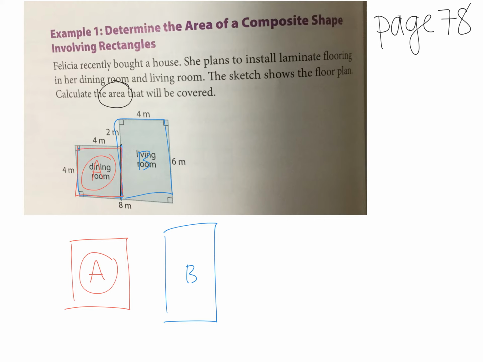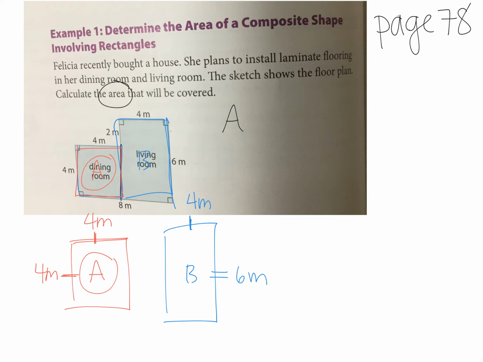The dining room, what are the dimensions? What is the length of this side? 4 meters. What is the length of this side? 4 meters. What shape is A, a rectangle or a square? Square. And B is a rectangle or a square? Rectangle. We know that this is 4 meters. To find the area of a rectangle, we need to know the length and the width. What is the length? Good, 6.